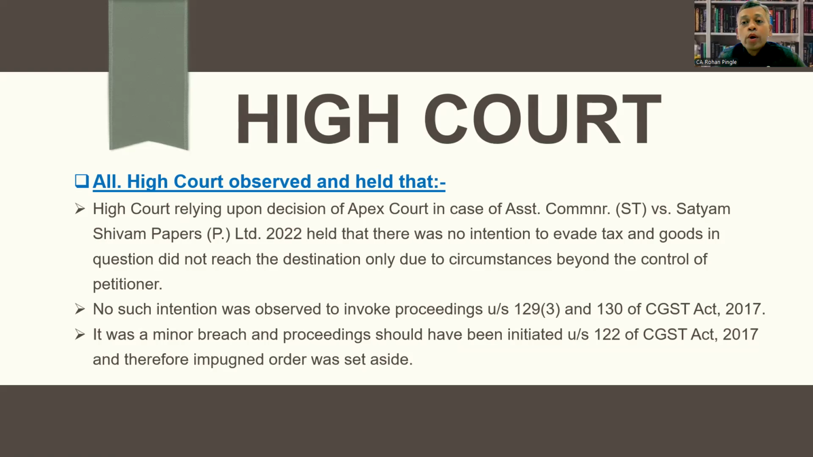It means there was no intention to evade tax, and the goods in question didn't reach the destination only due to circumstances beyond the control of the petitioner, and no such intention was observed to invoke proceedings under section 129 subsection 3 and section 130 of the CGST Act 2017. It was a minor breach and proceedings should have been initiated under section 122 of the CGST Act 2017, and therefore the impugned order was set aside.